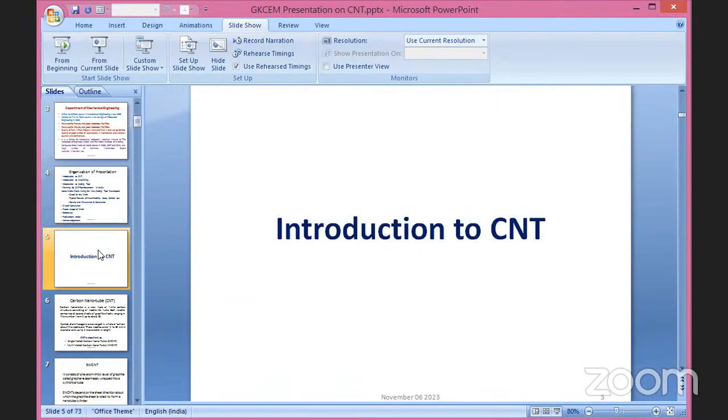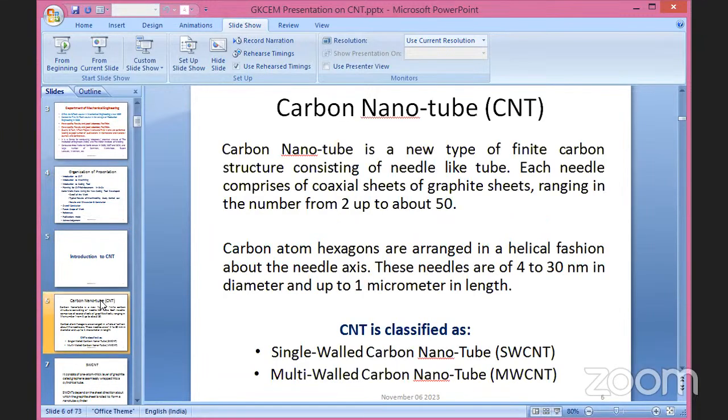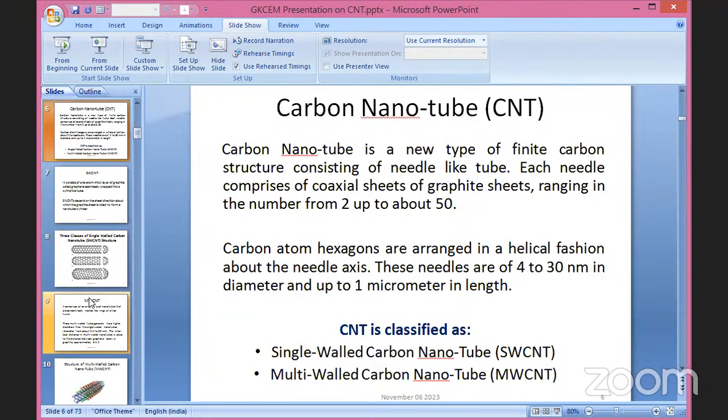So coming to the introduction to CNT. Mind that CNT stands for carbon nanotube. It is a typical form of the element carbon. And you can see what is written here. Carbon nanotube is a new type of finite carbon structure consisting of needle-shaped tubes, and each needle comprises coaxial sheets of graphite, ranging in number from 2 up to about 50.